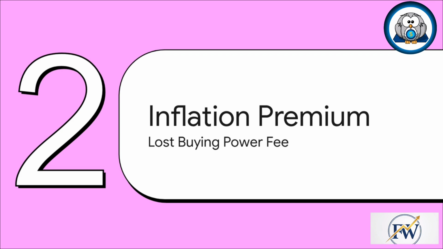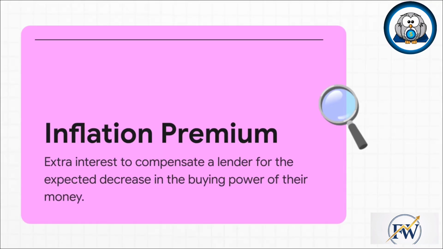Now this one's different. It's not about the borrower at all. It's about the money itself. I call this the lost buying power fee, and it's all about inflation. This is called the inflation premium, or IP, and it's the extra interest a lender charges to protect themselves from a simple fact: the money you have today is worth more than the same amount of money will be in the future, all thanks to rising prices.